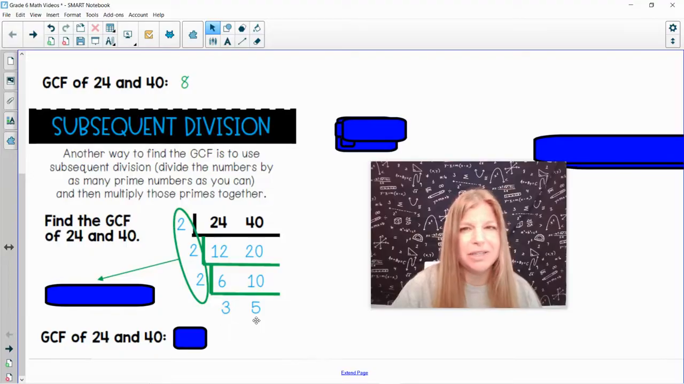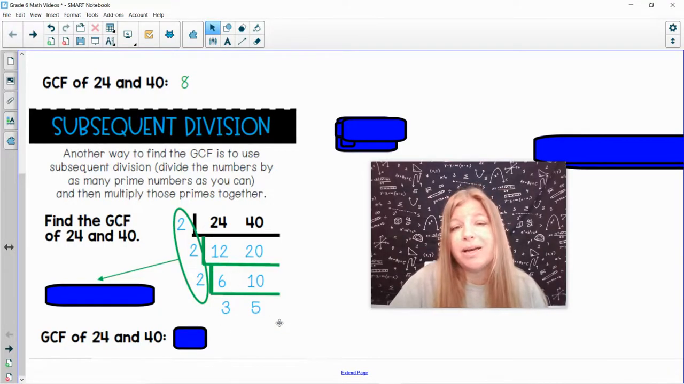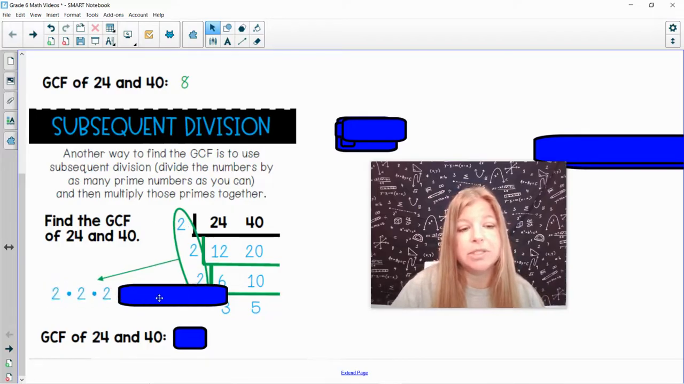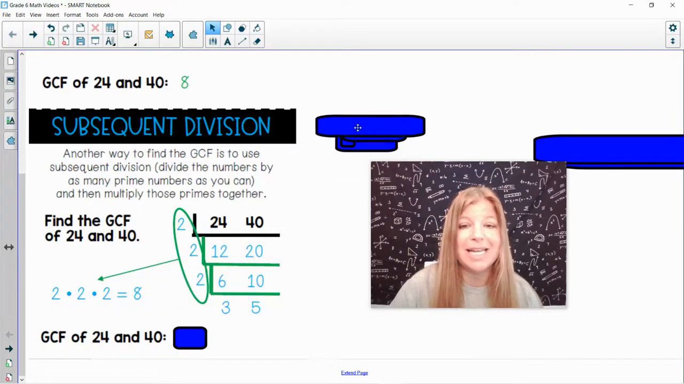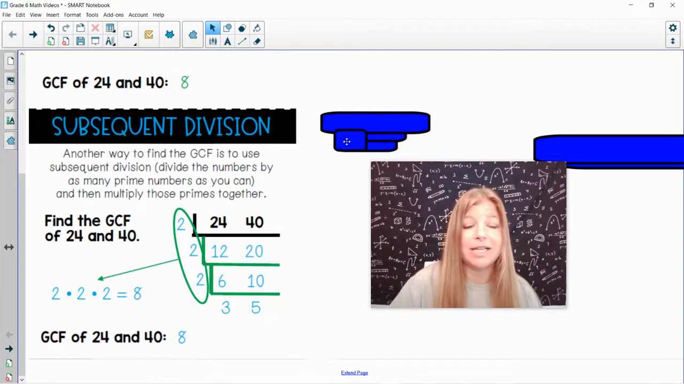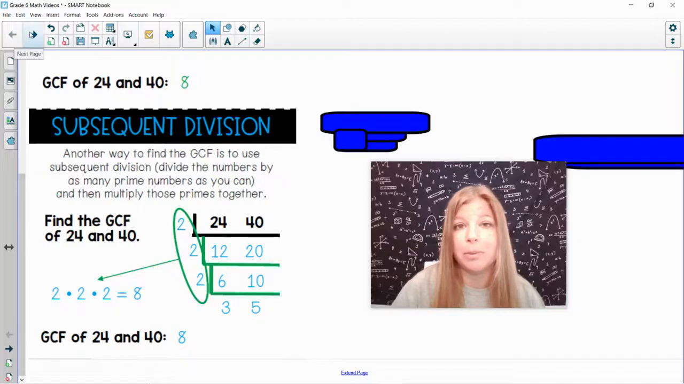Does 2 divide into 3 and 5? Absolutely not. Does 3 divide into both of those? 5? No. And I've run out. So here are my primes. 2 times 2 times 2. And when I multiply those all together, 2 times 2 is 4, times another 2 is 8. And that means the greatest common factor of 24 and 40 is 8. That's the other way to find the GCF. Let's take a look at a couple more of these.